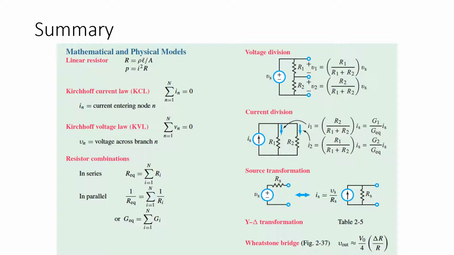Summary slide here. Let's just go through the stuff we learned in Chapter 2. There's a good amount in here. So, let's look. In the top left, we have our linear resistor values, with resistance equals ρL over A.